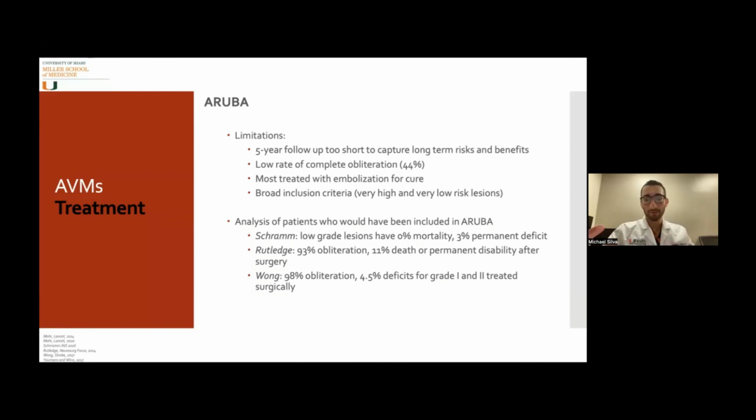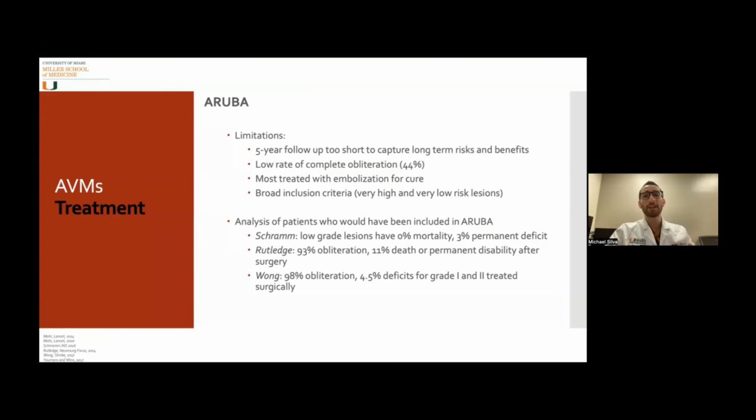Importantly, for the patients that were included, the most common treatment was embolization for cure, and there was only a 40% complete obliteration. And we now know that partial obliteration of an AVM can actually increase the rupture risks. So the study didn't manage these patients as is standard of care now, and that's why the generalizability and the ability to interpret it in the context of today is a little bit hard. Their inclusion criteria were also broad, so very high and very low risk lesions were included.